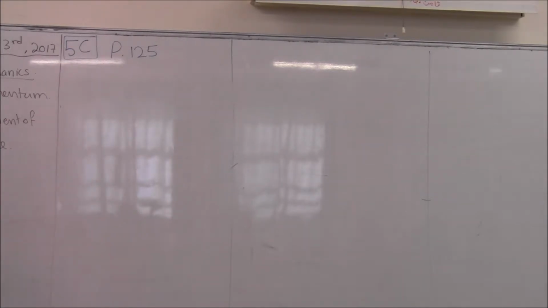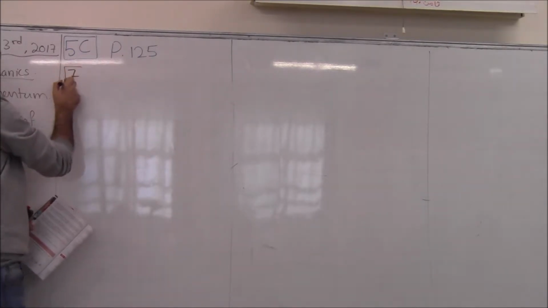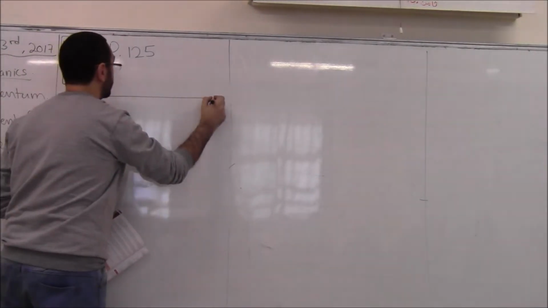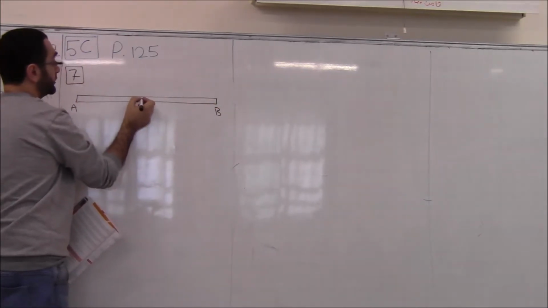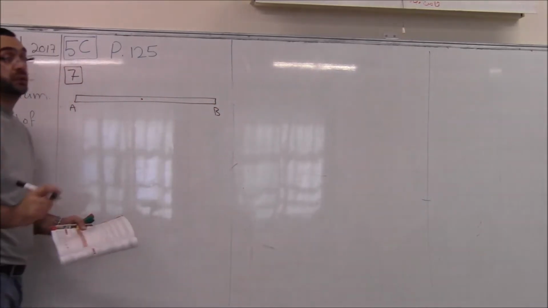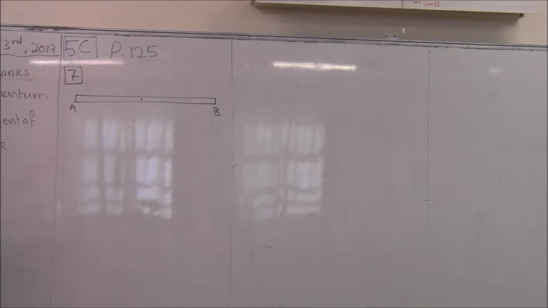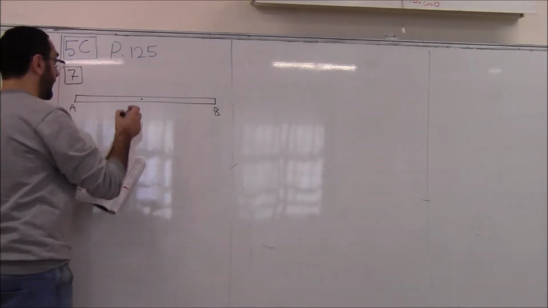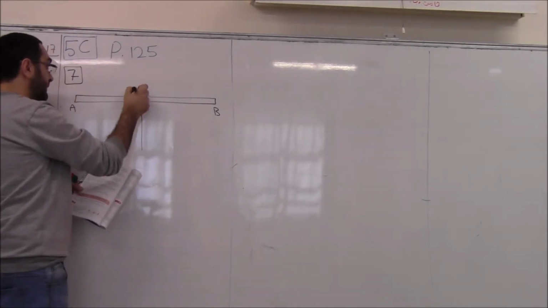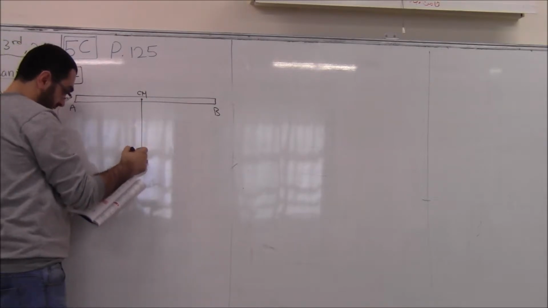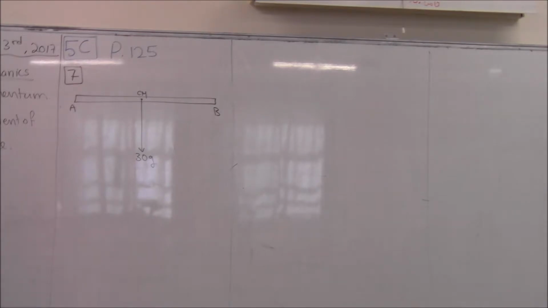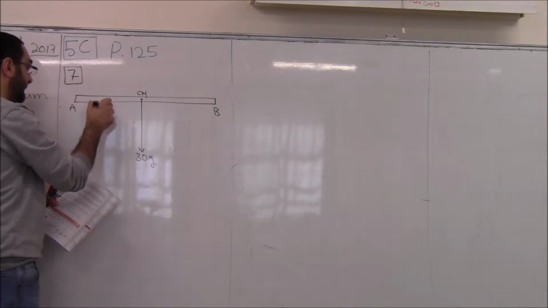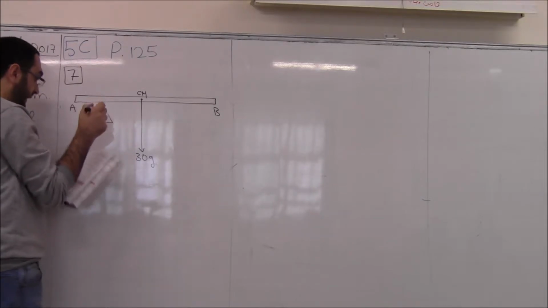Okay, question 7. Uniform plank AB. Uniform means what? The center of mass is exactly at the midpoint. Yes, at the middle. Of length 5 meters, weight is 30g newtons. It is resting horizontally on supports at C and D.